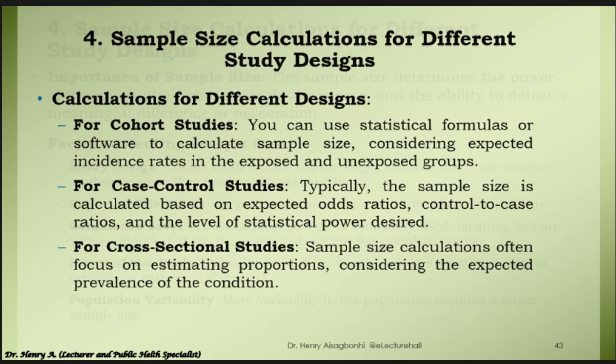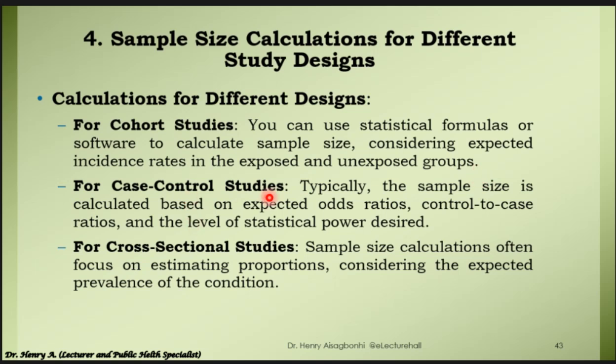Let's now see how we calculate it. Calculations for different designs. For cohort studies, you can use statistical formulas or software to calculate sample size, but you consider the expected incidence rate in the exposed and unexposed group. We just go to past research and see the prevalence rate and the exposure rate upon which they calculated their sample size. But all you need to do is understand that you can use statistical formulas or software to calculate sample size.